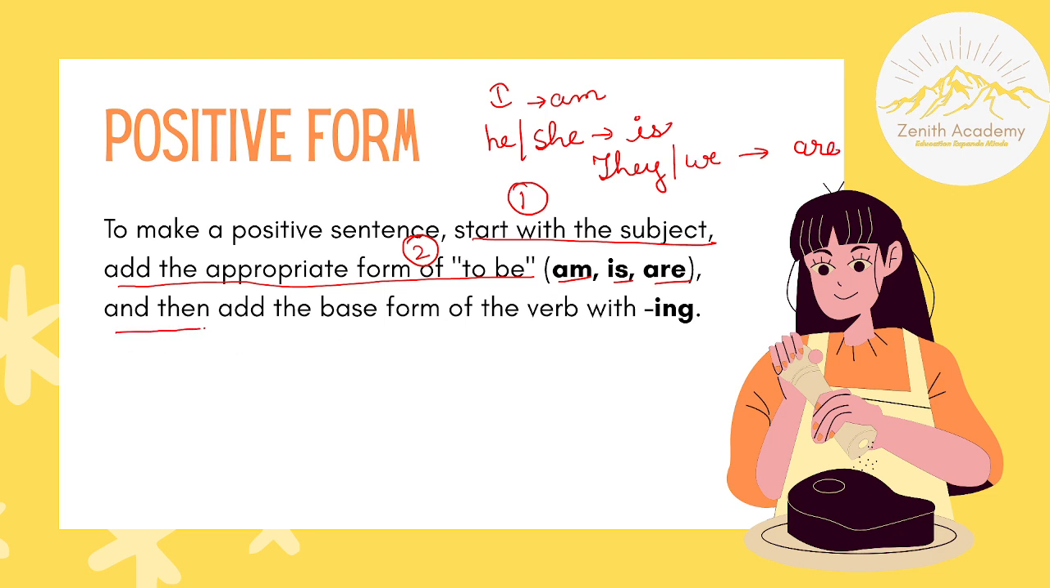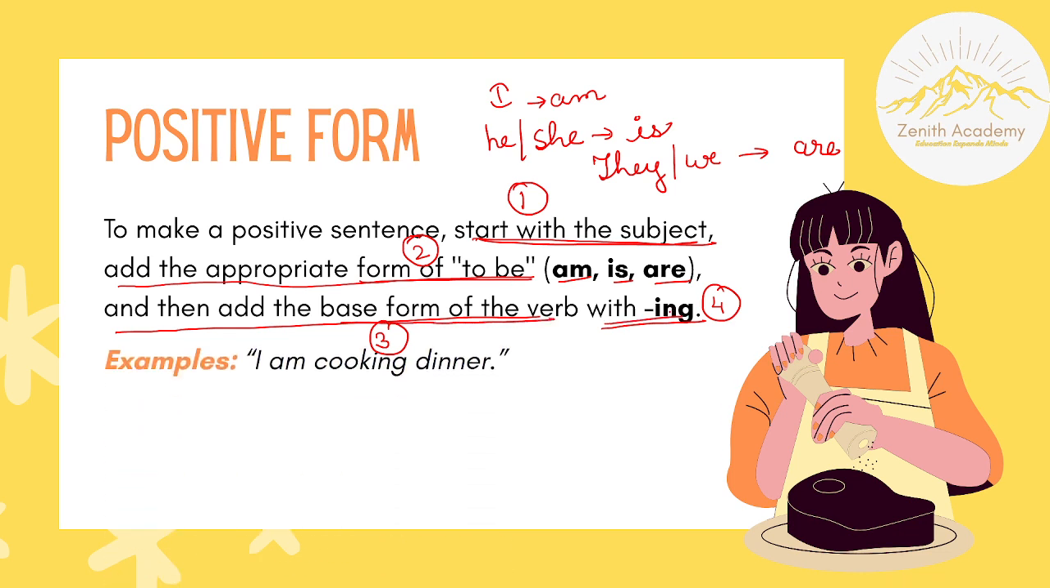So then add the base form of the verb. So this is the third part, and with ing. This is the fourth part. So we will first write the subject, then the appropriate form of to be, and then the base form of the verb plus ing. Let's see the examples.